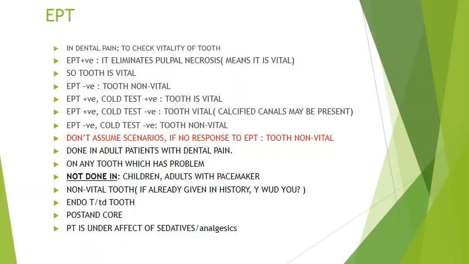If both the tests are positive, it means the tooth is vital. If EPT is positive, cold test is negative, then what will you say? Again, the tooth is vital, because it can mean that calcified canals may be present, because of which the cold test was negative. But you have your EPT positive, and that is a diagnostic feature which tells you whether the pulp is healthy or not. So the tooth is vital.